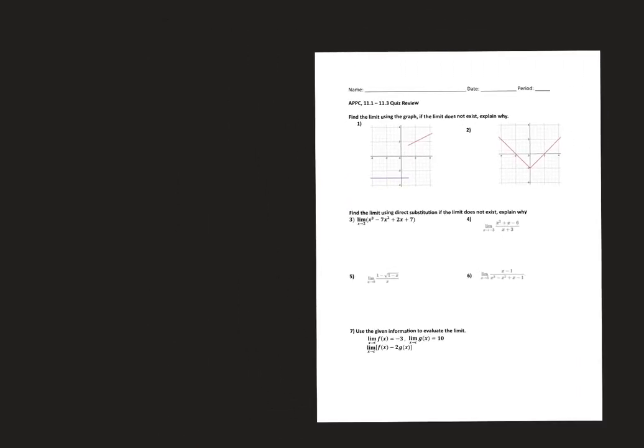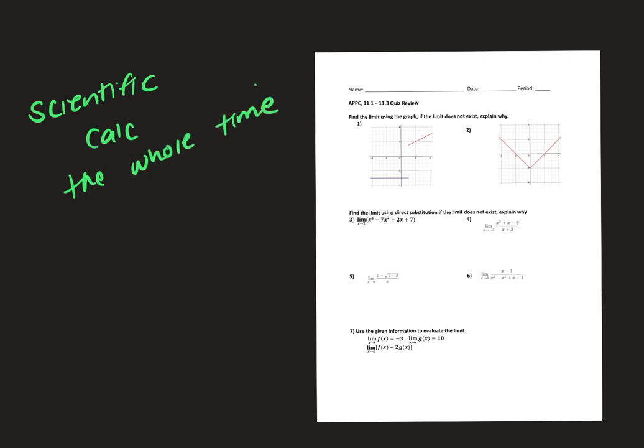All right, so first let's talk some logistics on the quiz. Obviously it covers 11.1 to 11.3. You can use a scientific calculator the whole time. So scientific calc the whole time. What? No, not your graphing one, your scientific one.